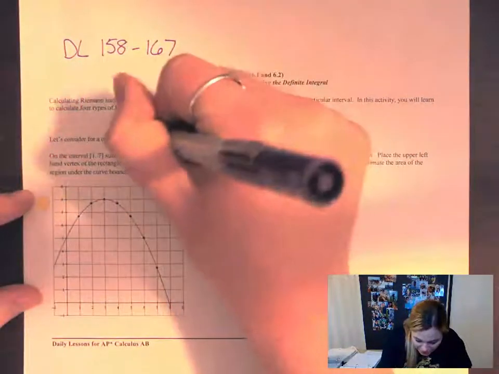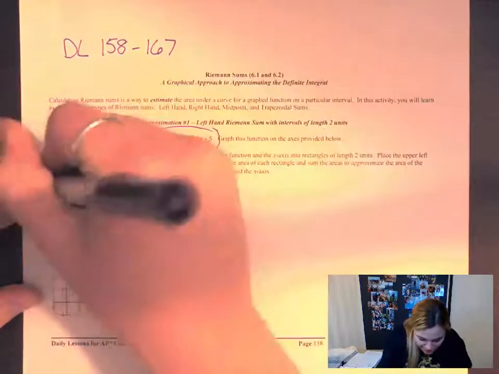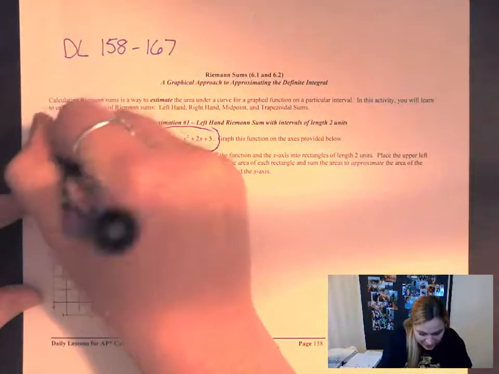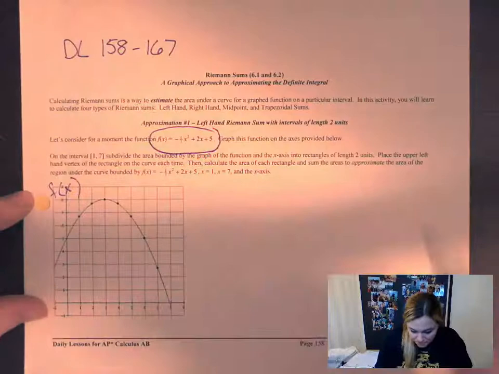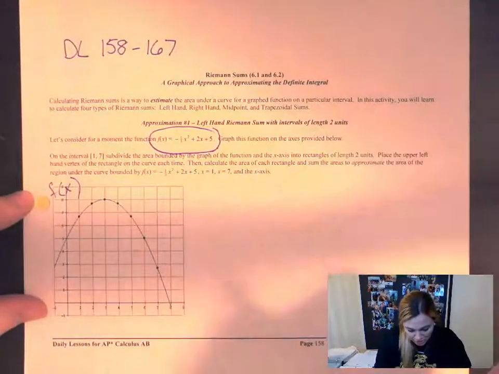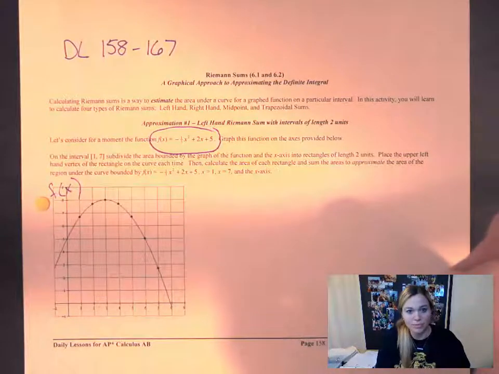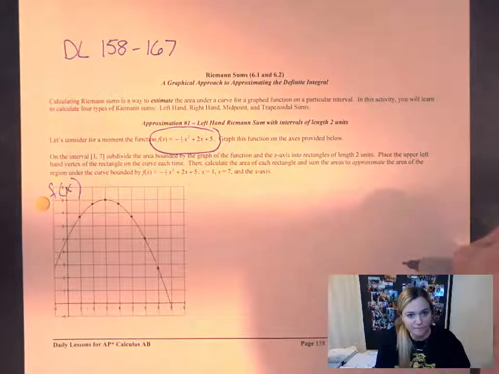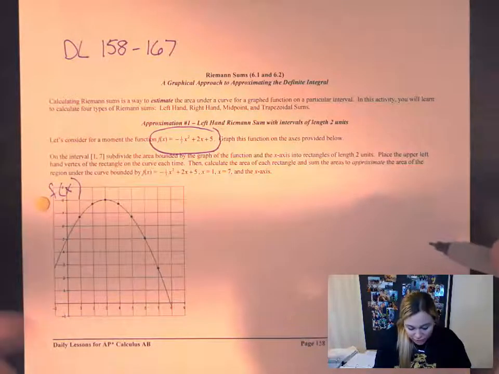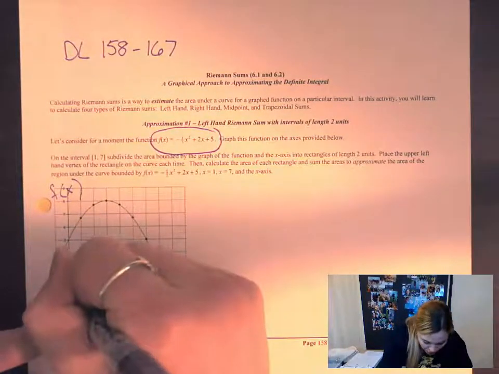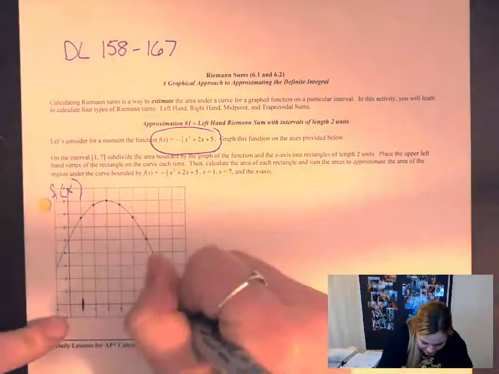Here it says consider this function, f of x. That is what's given here. So this is f of x, so if you want to label this. The graph of this function is below, and that's the same thing. This same graph is over and over again on every page from here to 167. On this interval from 1 to 7, so I'm only going from 1 to 7.